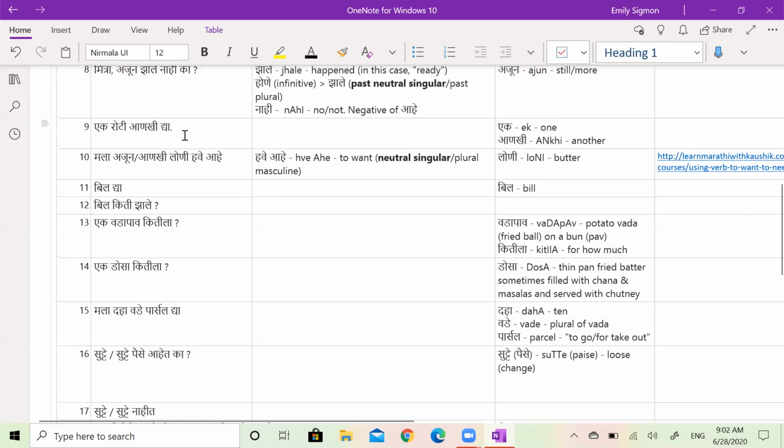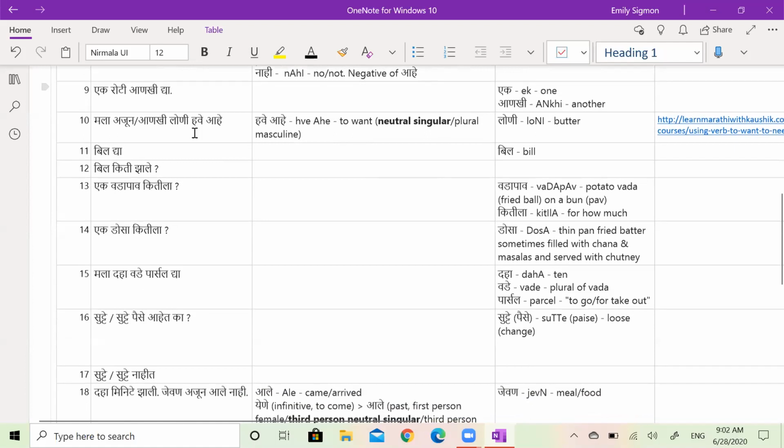Ek roti anki dia. So please give me one more roti. Mala azun. So azun is more or still. And then this one was up here, another, anki. Loni is butter. And have ahe. So have ahe is a conjugation of hava ahe, to want. Have is neutral singular, for butter.